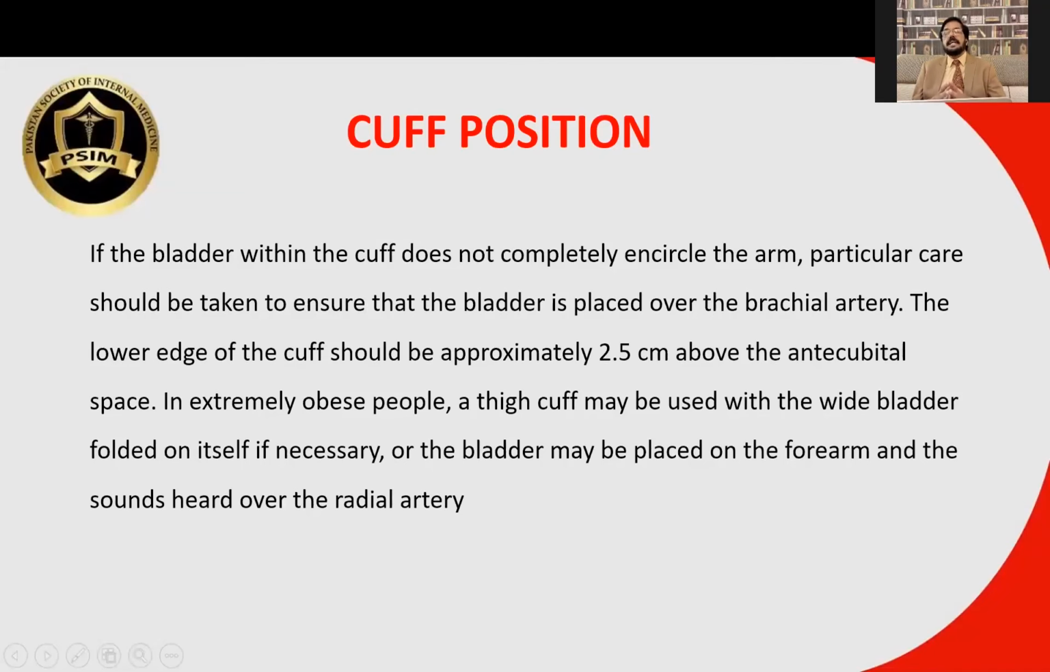Then coming towards the cuff position, if the bladder within the cuff doesn't completely encircle the arm, particular care should be taken to ensure that the bladder is placed over the brachial artery, and the lower edge of the cuff should be approximately 2.5 centimeter, which is almost 1 inch, above the antecubital space. In extremely obese people, a thigh cuff may be used with a wide bladder folded on itself.